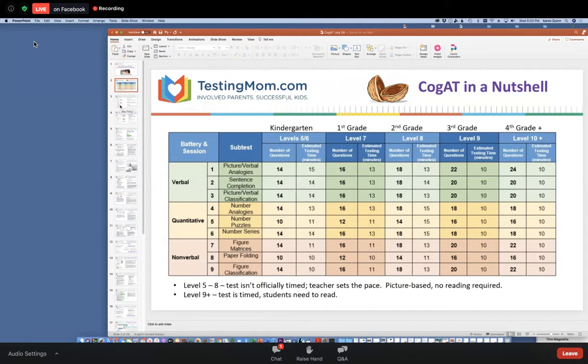But other than that, all the other parts of the test get one direction, essentially, and then they just move through each question, and the teacher does ask the question each time, but it's the same question for everything except sentence completion. That's the only one that changes, and I'll show you in just a second.